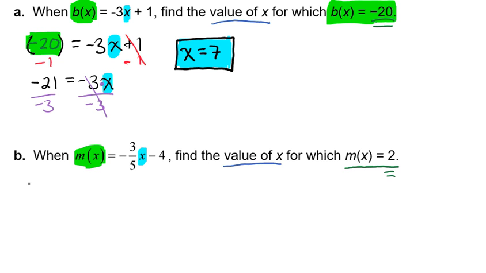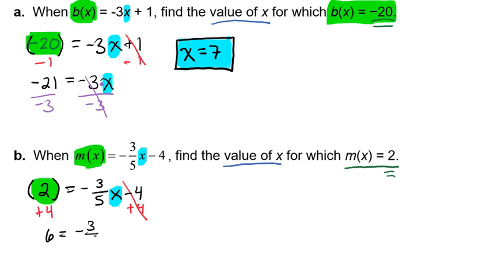So we're going to plug in 2 into our m of x spot, and then set that equal to negative 3 over 5x minus 4. And remember, we're solving for x. So we're going to add 4 to both sides because addition is the inverse operation of subtraction. That's going to give us 6 equals negative 3 over 5 times x. And then to get rid of that fraction, we're going to multiply by its reciprocal. So we're going to multiply by a negative 5 over 3.